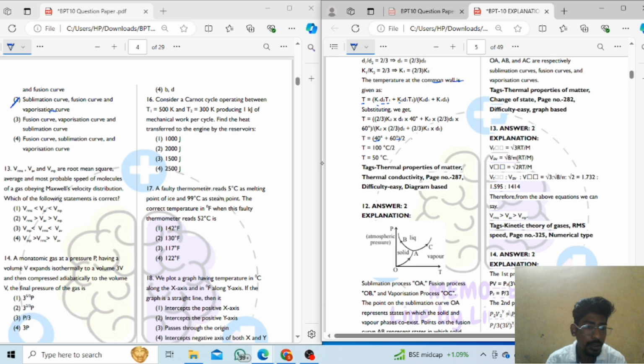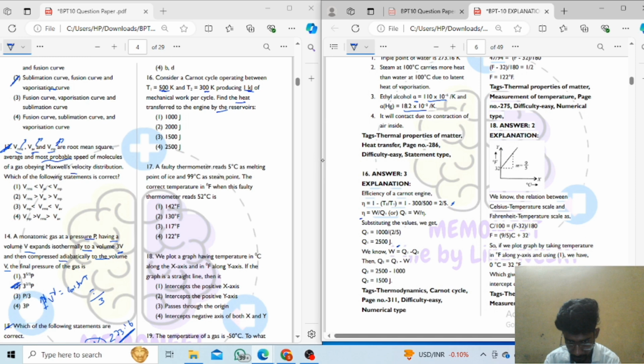Okay, and we already know that W, the work done, is equal to the change in the heat. According to the first law of thermodynamics, dq equals du plus dw. That means if the internal energy is constant, then dq will become dw. So dw will become dq, meaning q1 minus q2. Therefore, q2 will be equal to w minus q1.